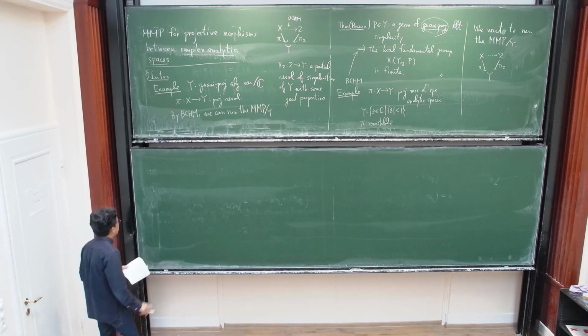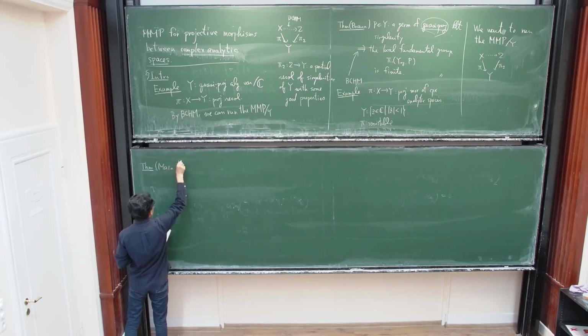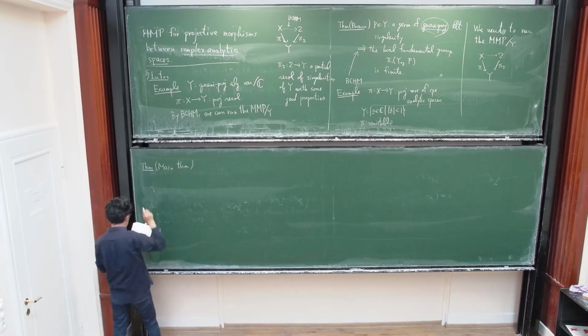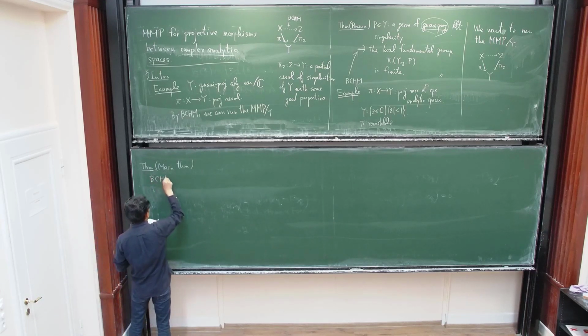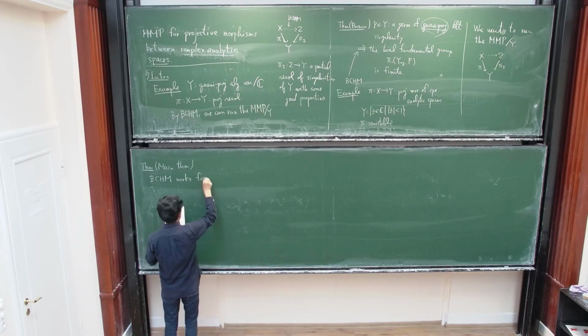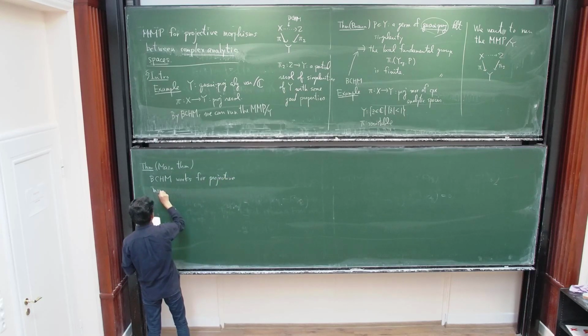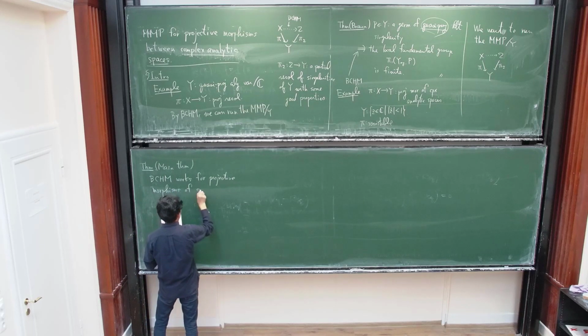Okay, and let's go to today's main theorem. This is a very rough version. BCHM works for projective morphisms of complex analytic spaces.